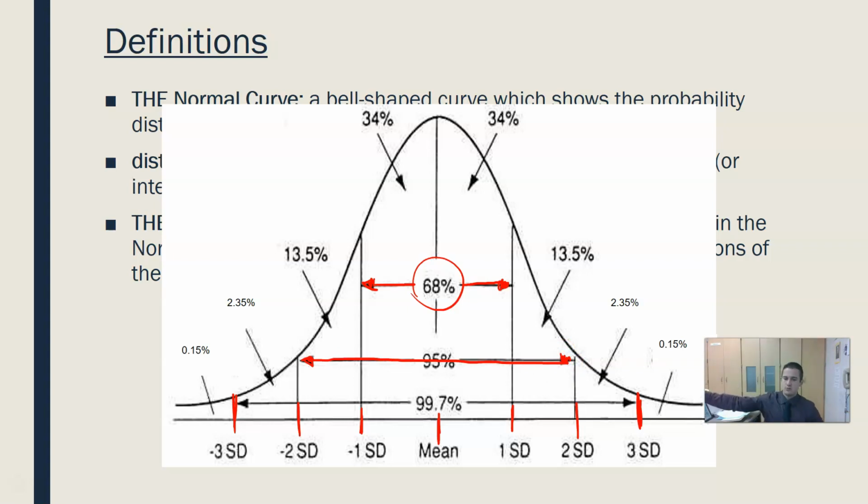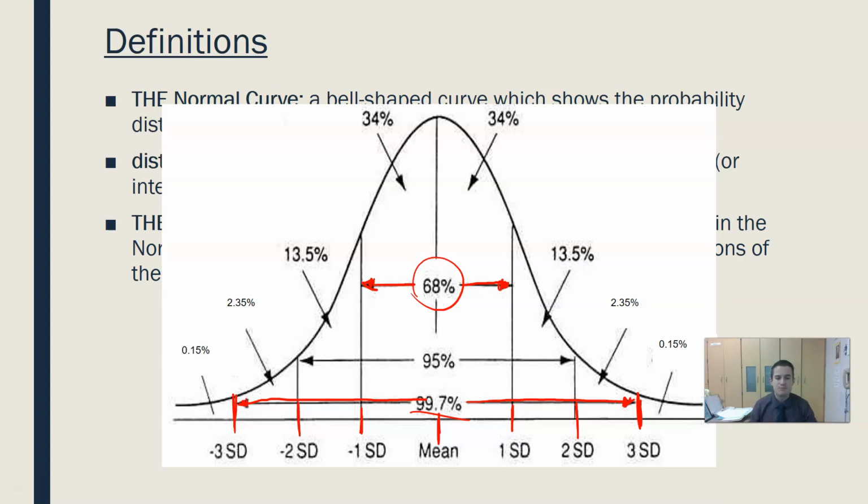95, so almost all of my values are going to be within 2 standard deviations of the mean. So between 2 below and 2 above the mean, 95% of my data values are going to be in that range. So most of them are going to be within 2 standard deviations of the mean. 99.7, so almost 100% of my data values are going to be within 3 standard deviations of the mean. 3 standard deviations is pretty far away from the mean. We don't expect many values to be above or below that. We don't expect the data to be that spread out.